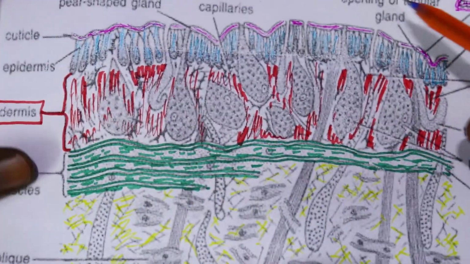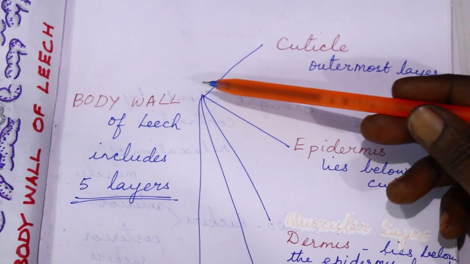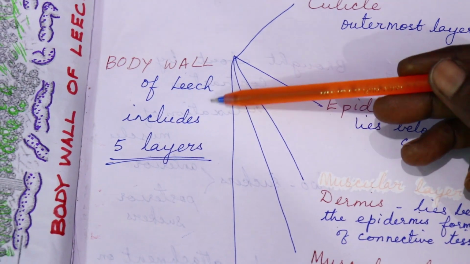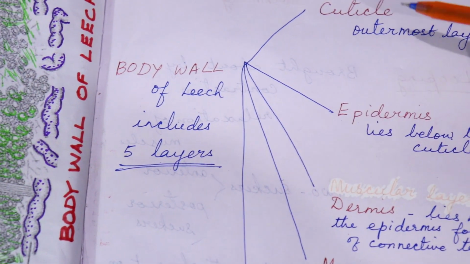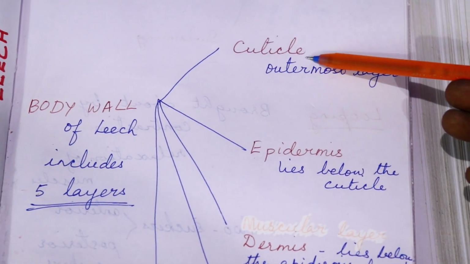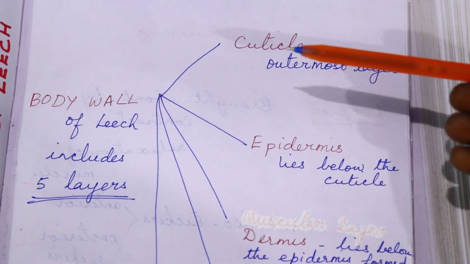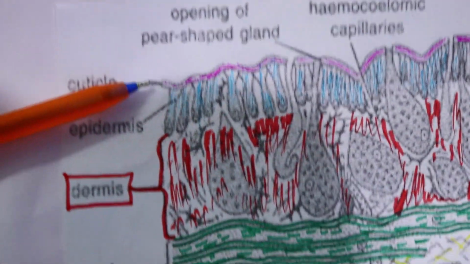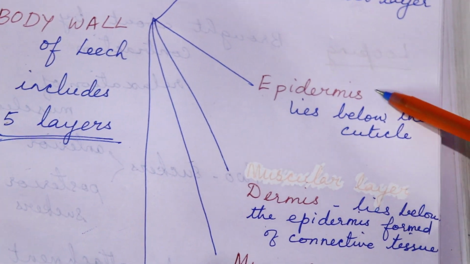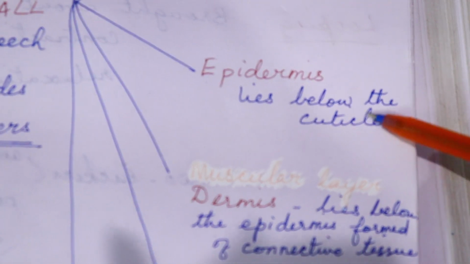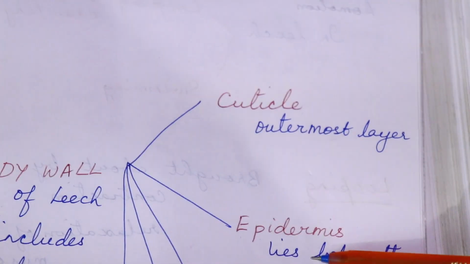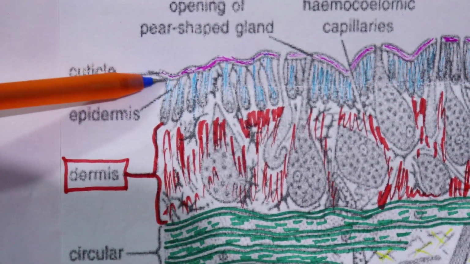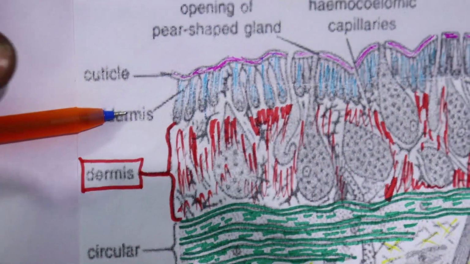Outermost layer is cuticle. Body wall of leech includes 5 layers actually, children. One is the outermost layer, cuticle. You can see it here. Then coming to epidermis. It lies below the cuticle. Cuticle, and below the cuticle is epidermis. You can see it here. This is cuticle and below this is epidermis.